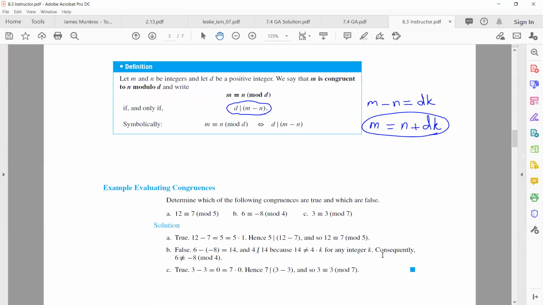Example, let us evaluate some congruence relations here. 5 divides 12 minus 7, of course. 4 divides 6 minus 8. It's asking if 4 divides 14. Of course not. 7 divides 0. Yes. So you just need to check to see if the mod, whatever it is, divides the difference between left-hand side and right-hand side.